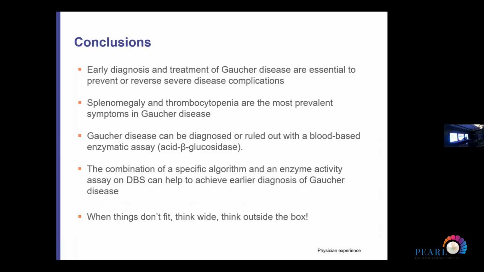So in conclusion, early diagnosis and treatment of Gaucher disease is essential to prevent and reverse severe disease-related complications. Splenomegaly and thrombocytopenia are the most prevalent symptoms in this disease. Gaucher disease can be diagnosed or ruled out by a simple dried blood spot enzymatic assay for acid beta-glucosidase. The combination of an algorithm and the enzyme activity can help to achieve earlier diagnosis of Gaucher disease. And always when things don't fit, think outside the box.